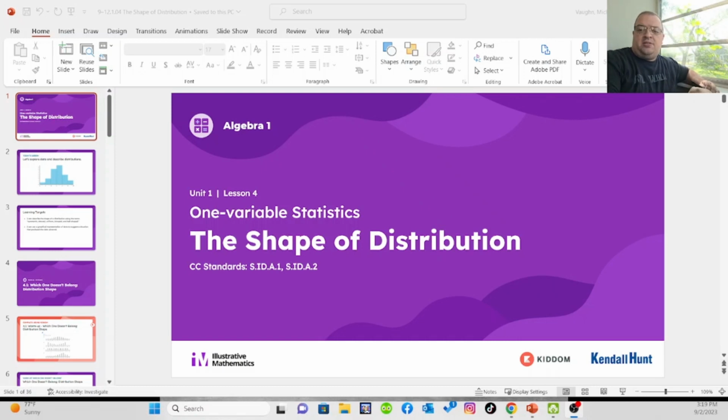Welcome back to class. Today we are still in Unit 1, which is one variable statistics, but we're going to move on to Lesson 4. This one is titled The Shape of Distribution. If you're in class, you can work in your small groups. We'll go through, make sure nobody has any questions.